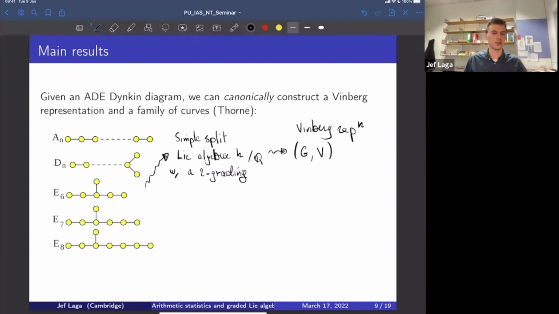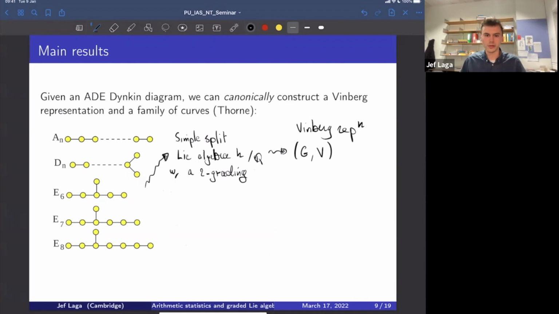So that's the Vinberg representation. How do we get the family of curves? Well, if you've heard about ADE correspondences before, then you might know that these diagrams don't only classify Lie algebras, but they classify many other types of objects in mathematics. So for example, they classify the underlying graphs of quivers of finite representation type. And you could fill a whole lecture with what they classify.